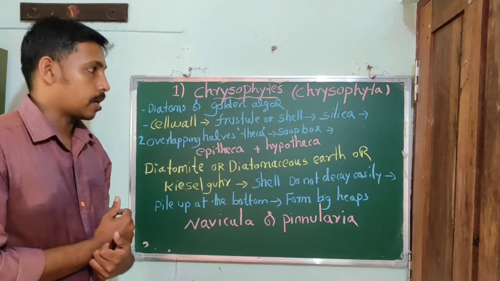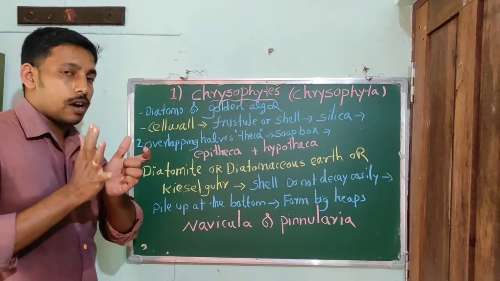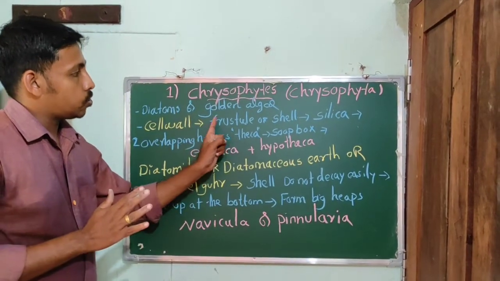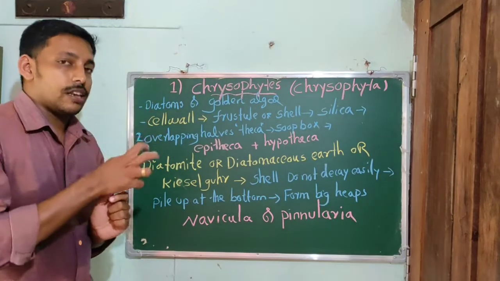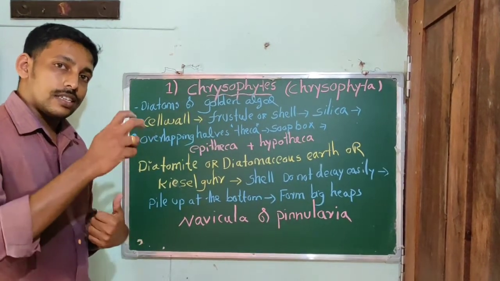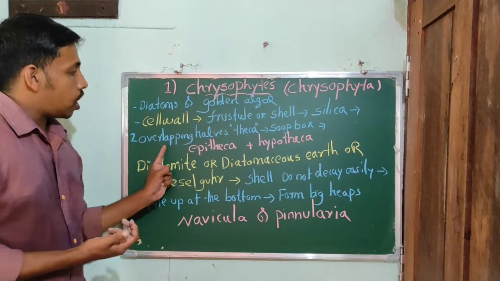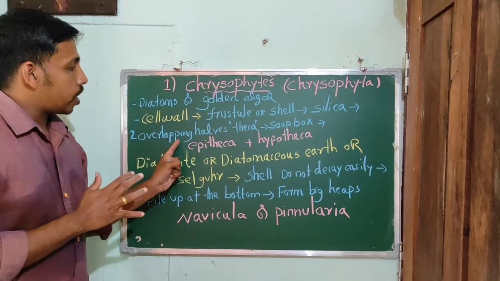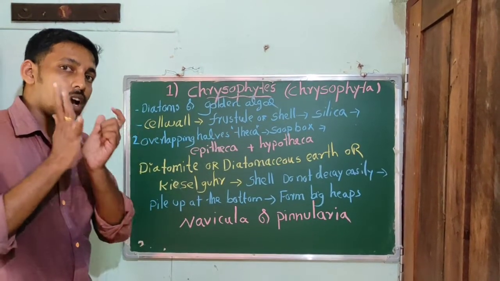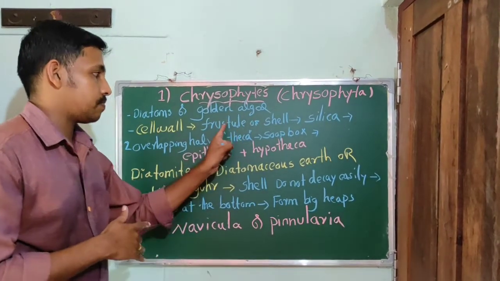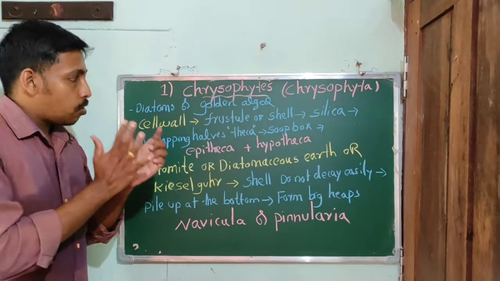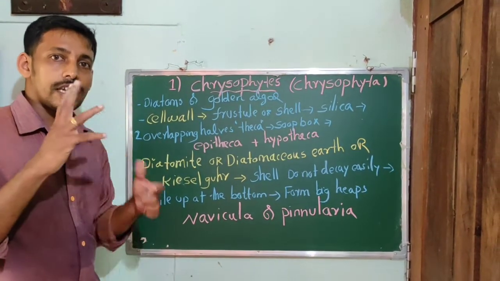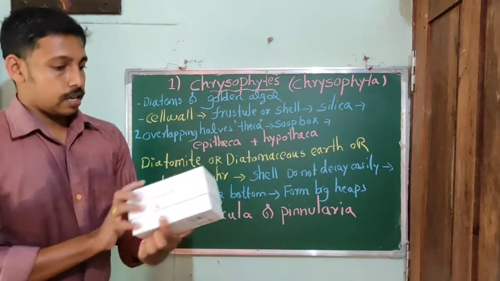They have a cell wall, known as frustule or shell. This shell may contain silica, and it is constructed in two overlapping halves. These overlapping halves are known as theca. Both of these halves fit together just like a box. See here, just like a box.